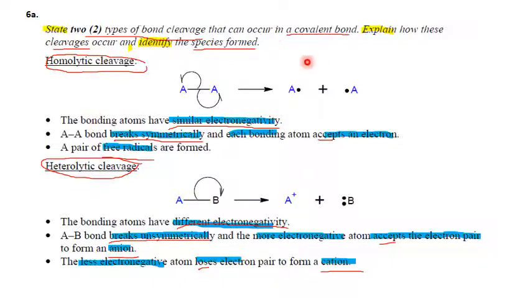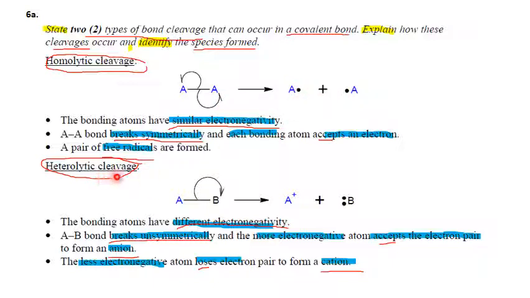Okay, then explain. So you are using the same molecule. You can use chlorine as well, form two free radicals, Cl dot, Cl dot, and then you explain the bond. They have similar electronegativity. They can break symmetrically, and each bonding atom accepts an electron, so a pair of free radicals form.